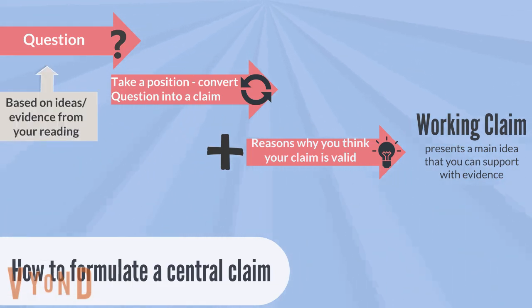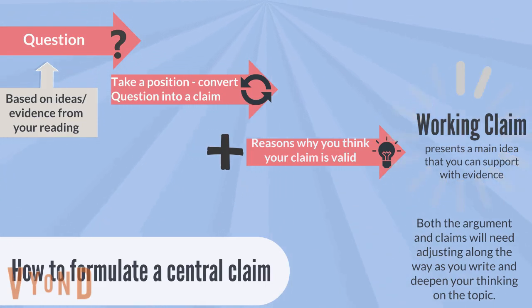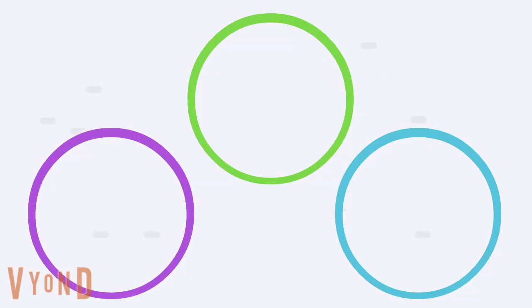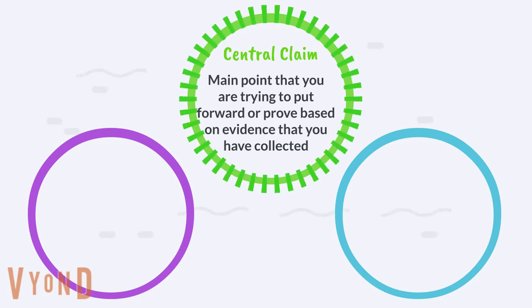Remember that your question is based on the ideas or the evidence from your readings. It is called a working claim because both argument and claim will need adjusting along the way as you write and deepen your thinking on the topic. The central claim or the thesis is the main point that you are trying to put forward or prove based on evidence that you have collected.